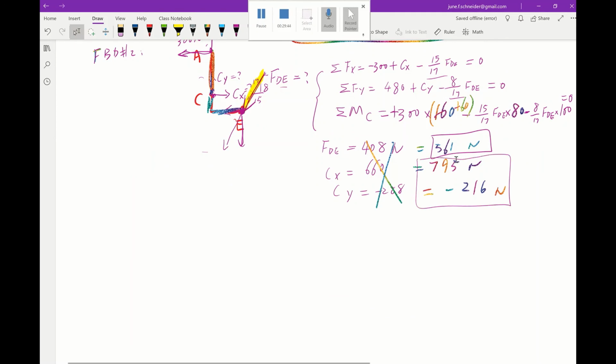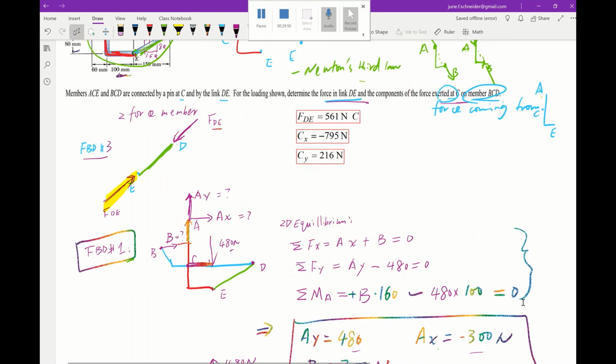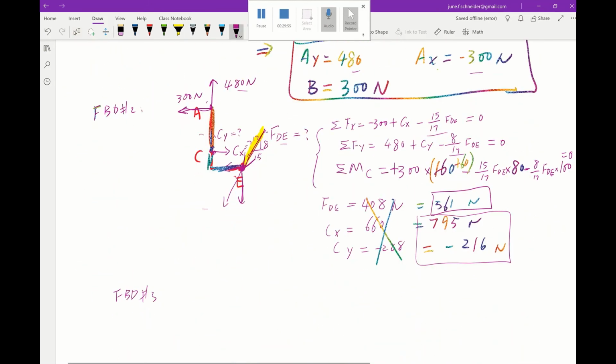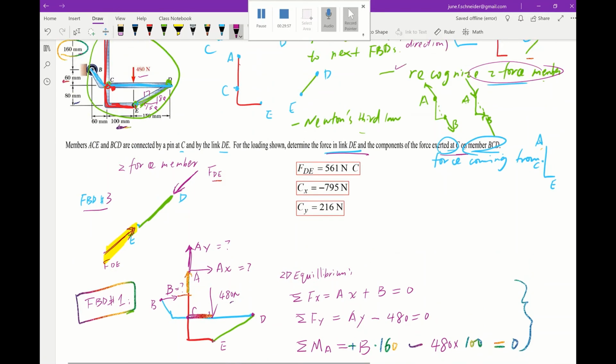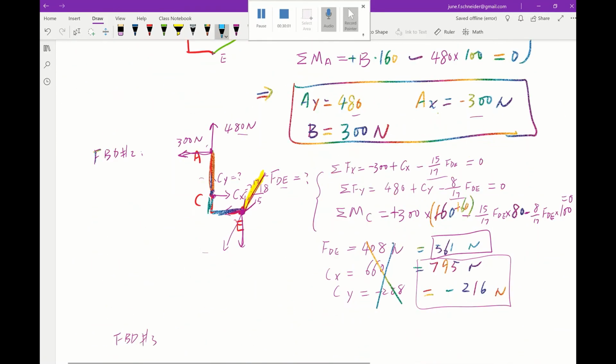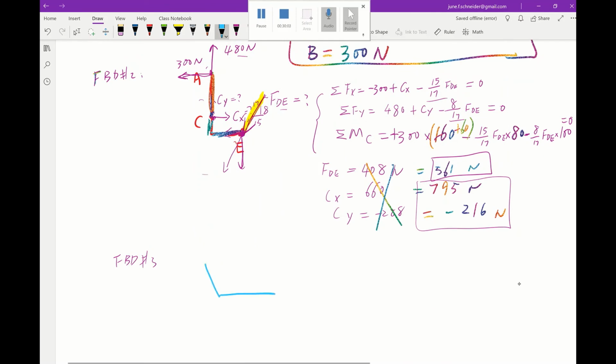Some of you might be wondering, can I use FBD number 3, which is instead of ACE member, can we look at the BCD member? Yes, we can. You can go ahead and draw the BCD member, you should get the same answer right here. So you have BCD, right?